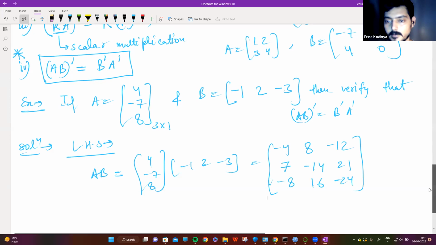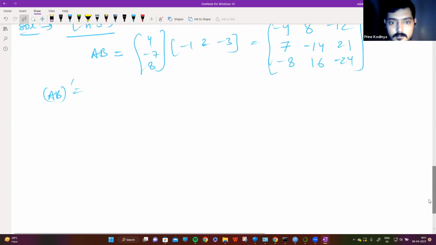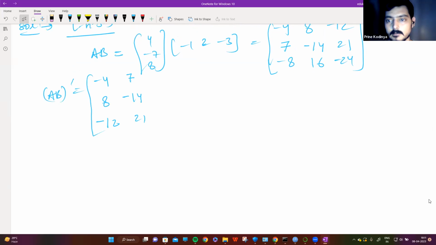Hence AB transpose would be, first column will be -4, 8 and -12, 7, -14 and 21, then -8, 16 and -20. So this is my equation 1 because I have found out AB dash. Now I will solve the RHS.